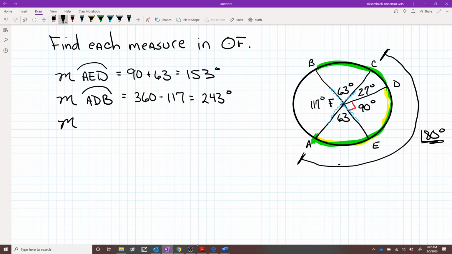Measure of arc CE. Starting at C, going directly to E. So we're going to start here, going to go directly to E. So that's a combination of your 27 and your 90. And 27 and 90 is 117. And then finally the measure of arc ABD.